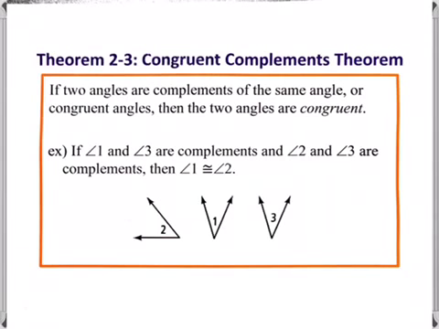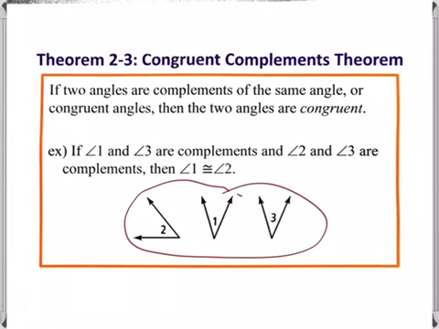Theorem 2.3, congruent complements theorem. If two angles are complements of the same angle or congruent angles, then the two angles are congruent. So in this case, they're saying 1 and 3 are complements and 2 and 3 are complements. Therefore, angle 1 and 2 must be congruent. I'm aware the diagram doesn't look to scale, but understand that it's kind of like the transitive property. We've got 1 and 3 and then 2 and 3. So 1 and 2 have 3 in common in terms of their complements, so they must be congruent to each other.